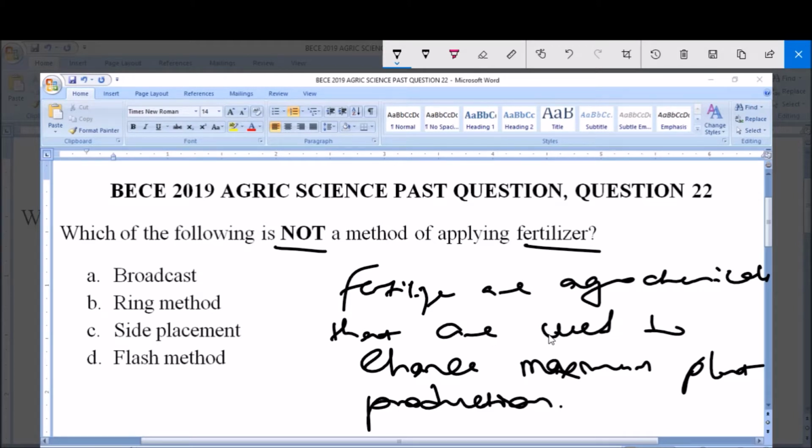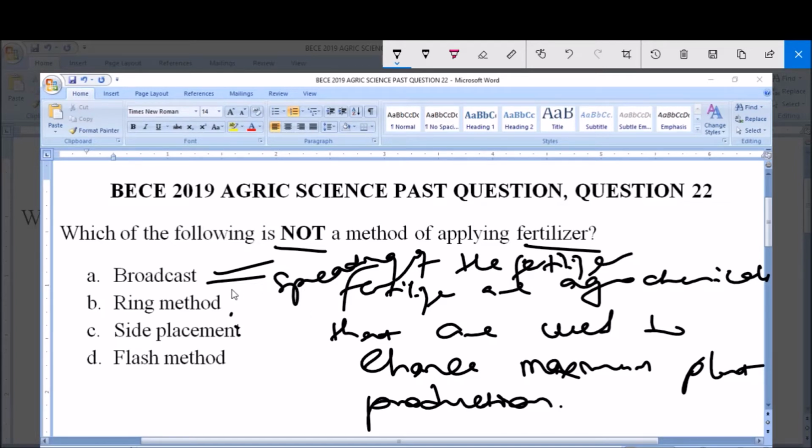Now A here says broadcast method. Broadcast method is a method of fertilizer application. In this method, the fertilizer is applied by what? By spreading it. This broadcast method simply means what? Spreading of the fertilizer. That's what this broadcast method means. From the word broadcast, you spread it around. You can use your hand or you can use machines.